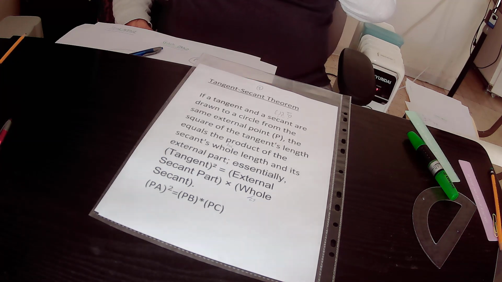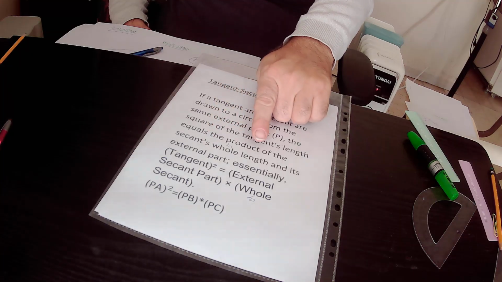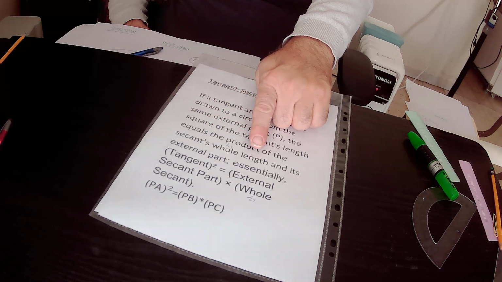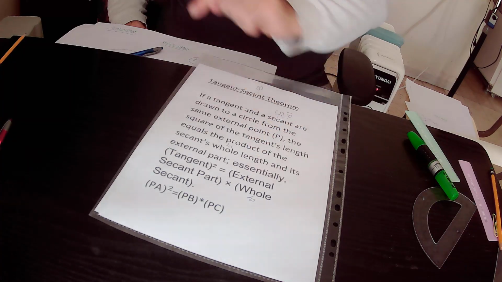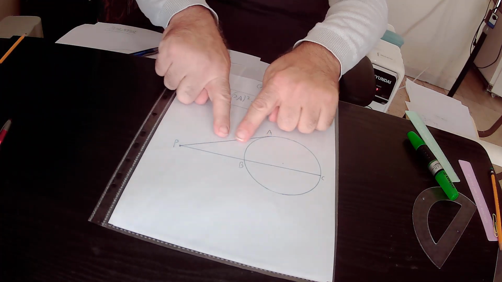And according to the tangent secant theorem, the following equation is true. The square of the tangent length equals the product of the secant's whole length and its external part. Or tangent squared equals the external part of the secant times the whole part of the secant. Or in other words, PA² equals PB times PC.